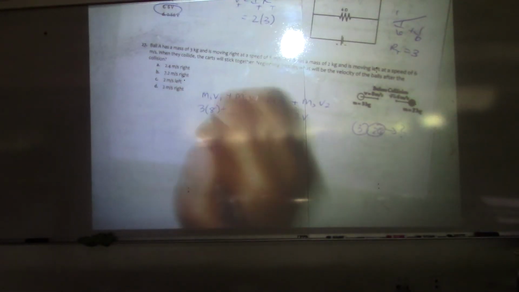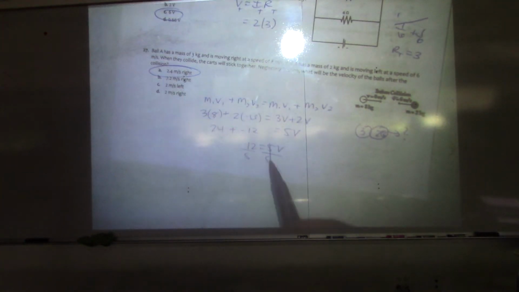Now we just simplify, that's 5V. This is negative 12, 24 plus negative 12, which is positive 12 equals 5V. Divide the 5 over, and you get 2.5. I know it's going to the right because it's a positive number. If I get out a negative, that means to the left.